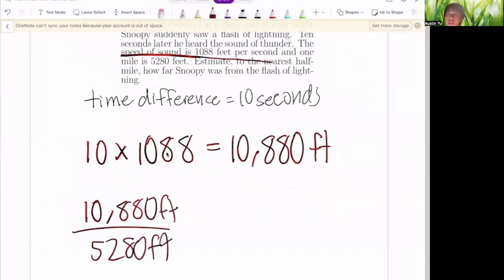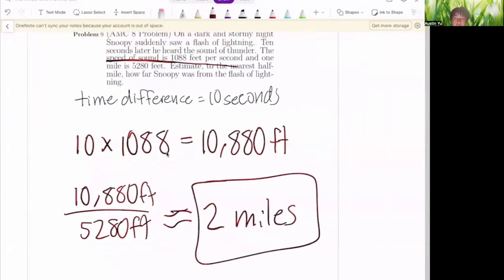Why? Because we have to convert this to miles. And when we convert this to miles, you will see that although we don't get a perfect number, it's still close. And this just gives us approximately 2 miles when we round it to the nearest half mile. 2 miles. And 2 miles is your answer for this problem.